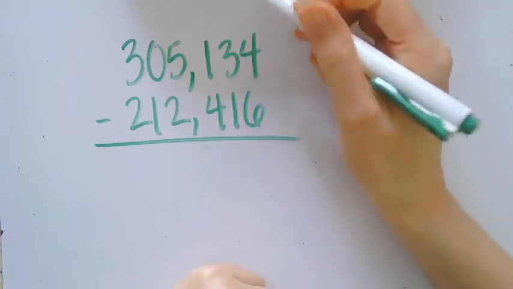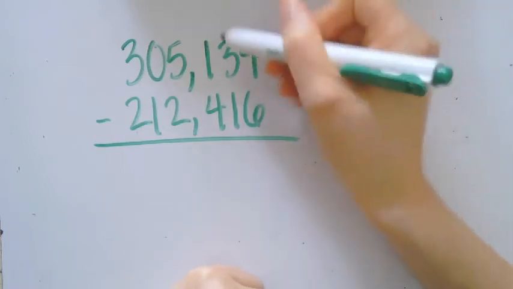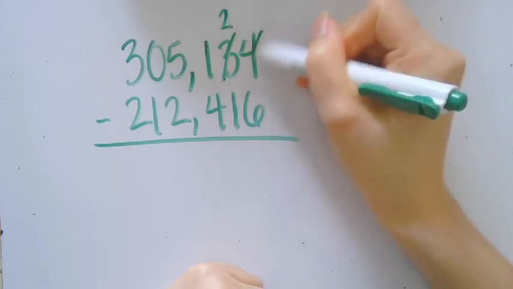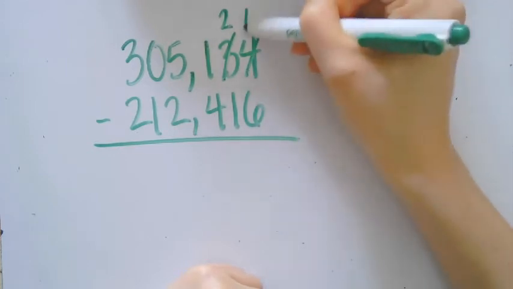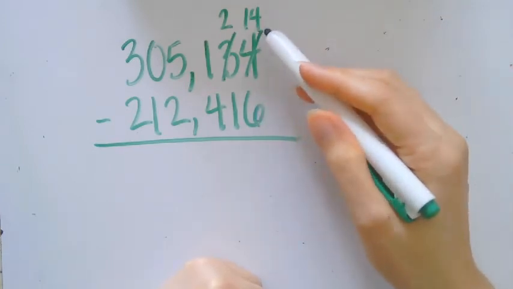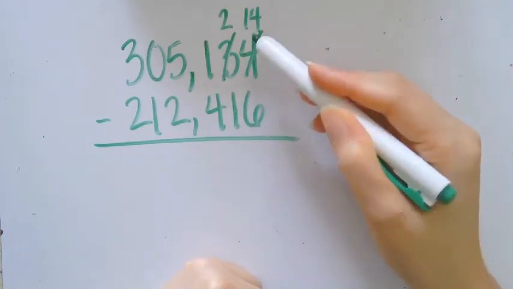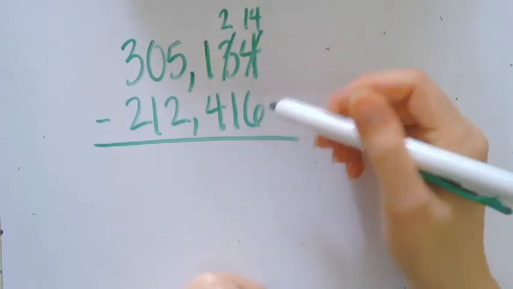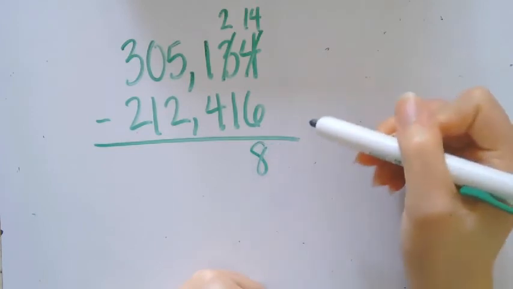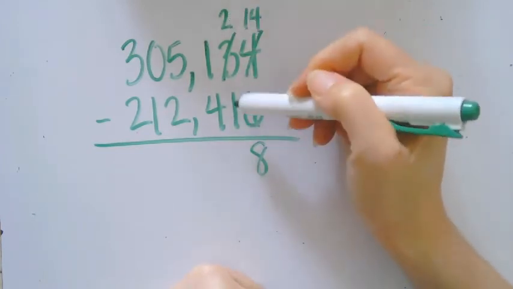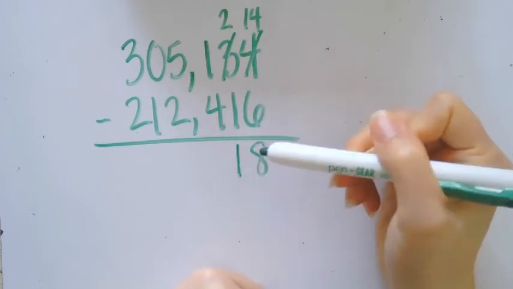Can I borrow from 3? Yeah, that 3 becomes a 2. 4 becomes a 14. Now can I take 6 away from 14? Yes, 14 is greater than 6, so yes, I can take 6 away from 14. 14 minus 6 is 8. Can I take 1 away from 2? Yes, 2 minus 1 is 1.